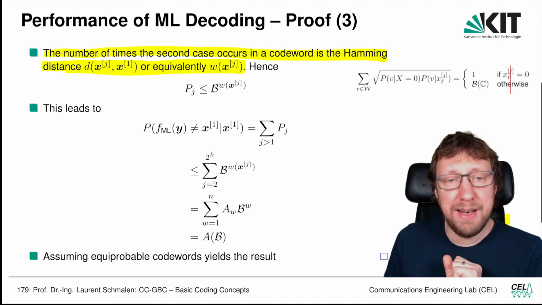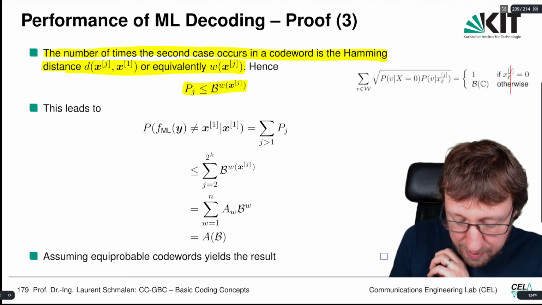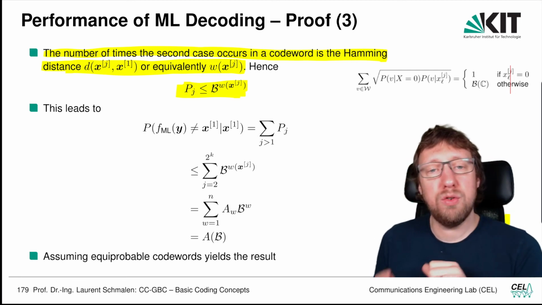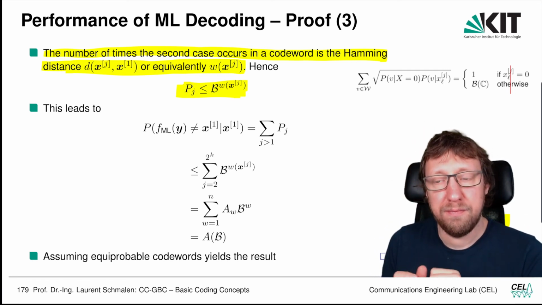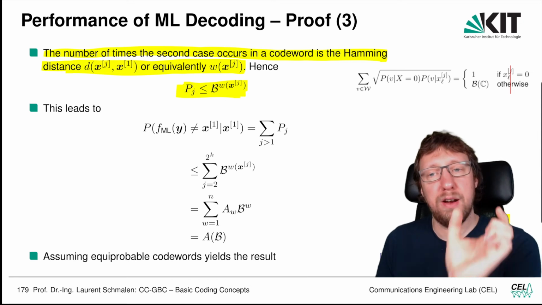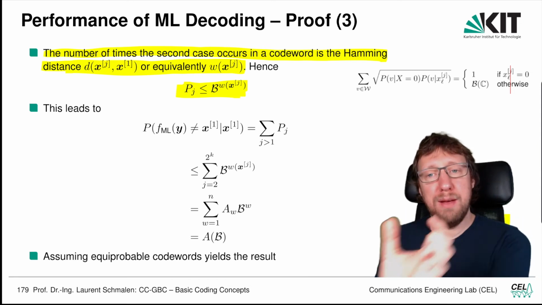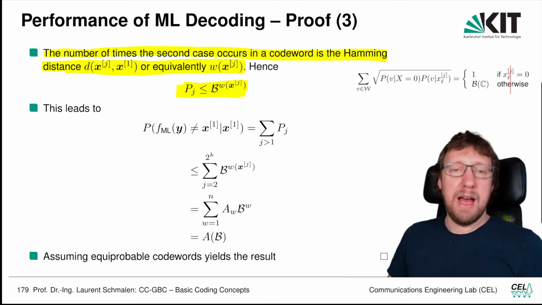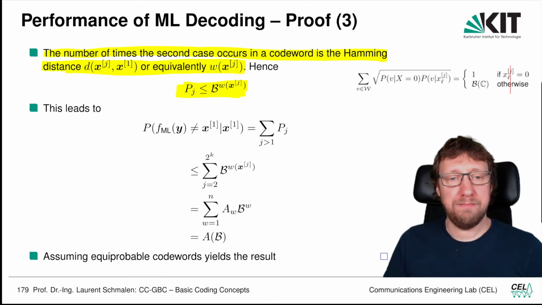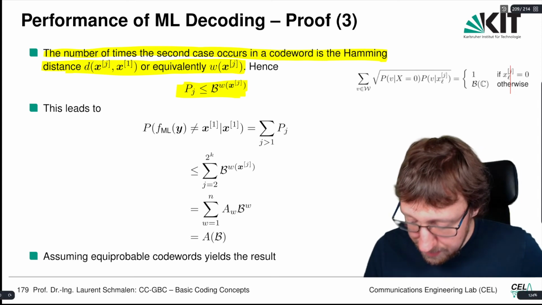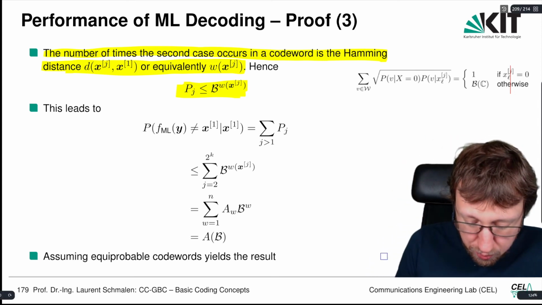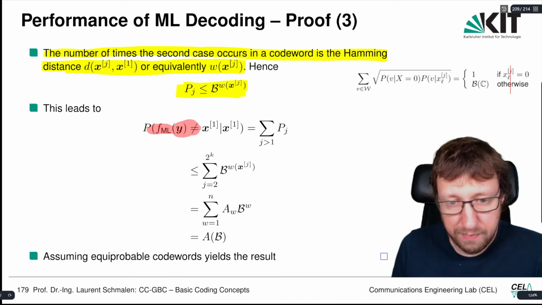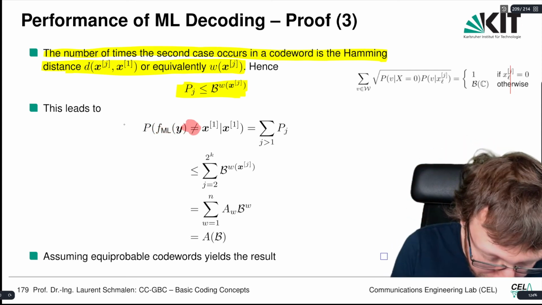So we can say that Pj is upper bounded by the Bhattacharya parameter of W to the power xj. We take the Bhattacharya parameter W times, the remaining times are equal to 1s, so we don't care about those, and so we take it W times. And that leads us to the probability that the maximum likelihood decoder makes an error. That's PE, that's the error probability.